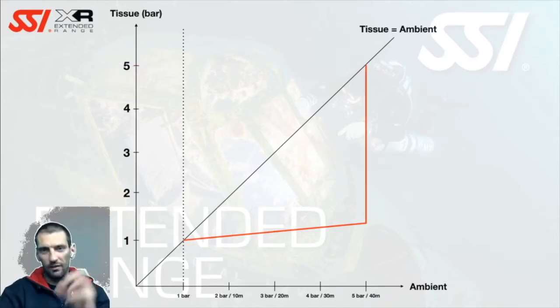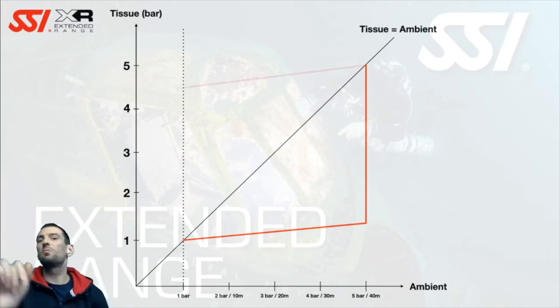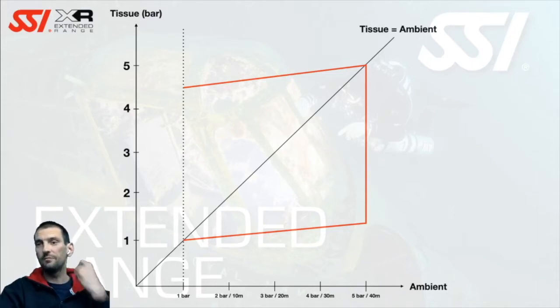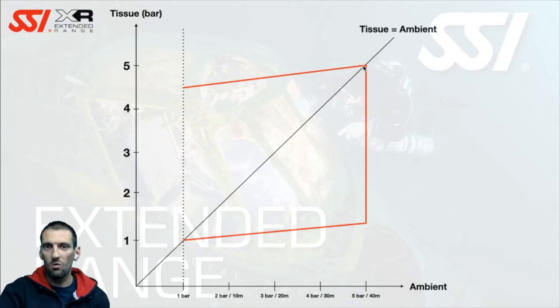Okay, ascend. So now, when we ascend, we just simply go to the left side of the graph. And now, if you take a close look, our line is angled down. Because once we crossed the equilibrium line, we are in the off-gassing phase. Because wherever we are here, it means that the pressure in the tissue is higher than the pressure in our lungs or the ambient pressure, which means we will be off-gassing. So whenever we are off-gassing, the pressure in our tissue is going down slowly, but it is. So once we ascend, we have already started our off-gassing phase.